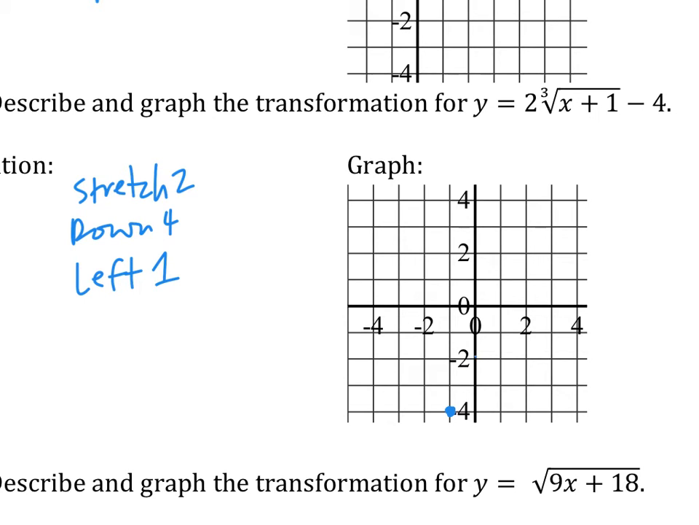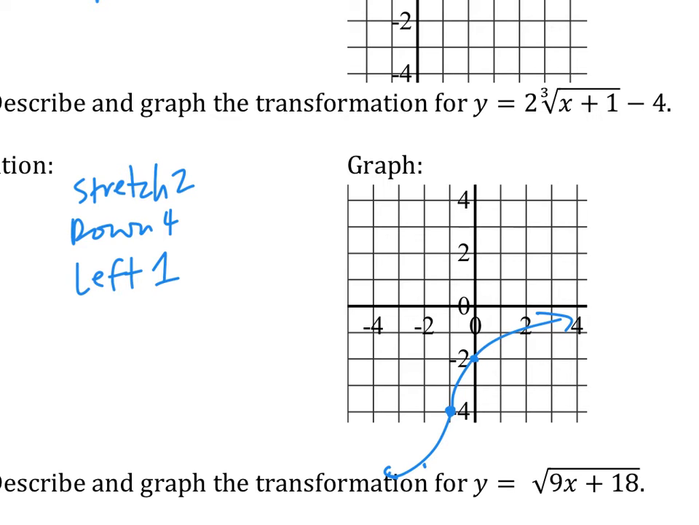So then it's going to be here, and then same thing here. Something like that. Doesn't have to be perfect. If you want it to be perfect, you have to put your table out and calculate each point.